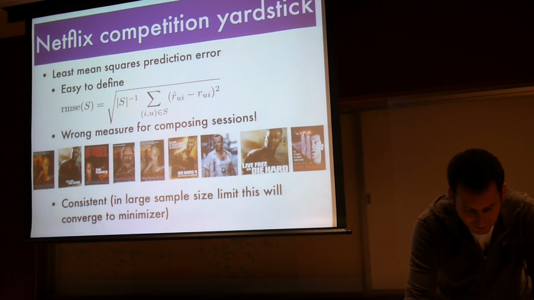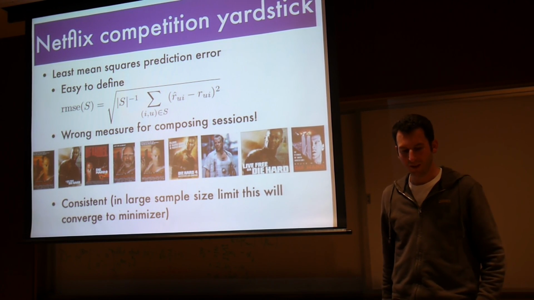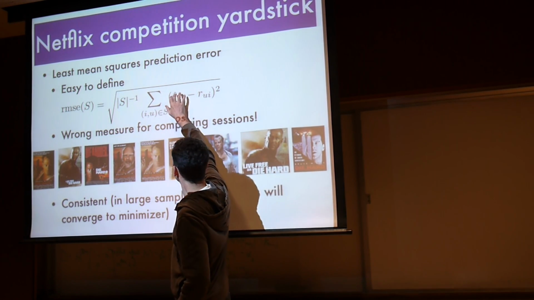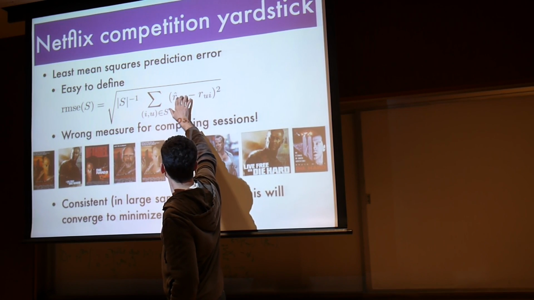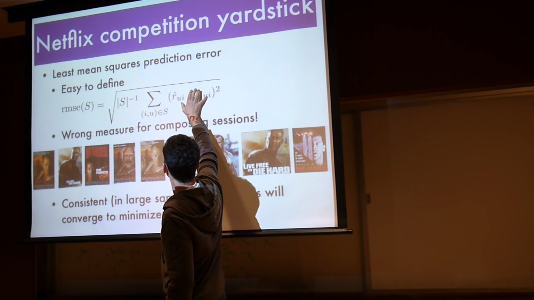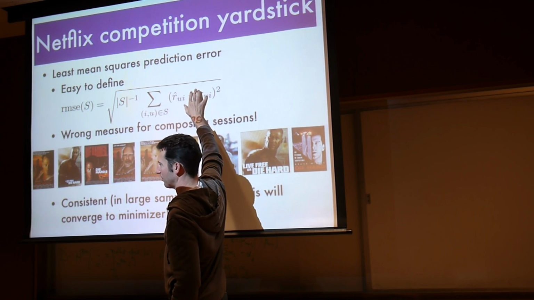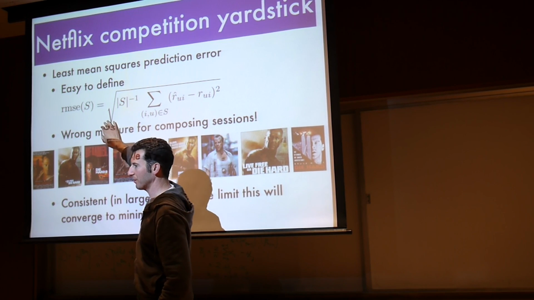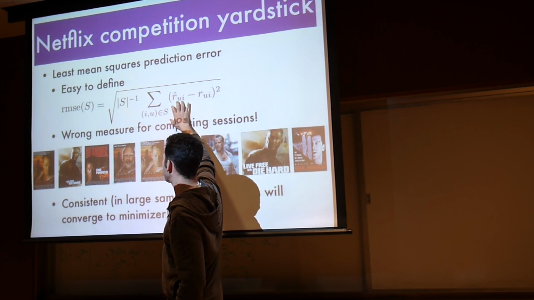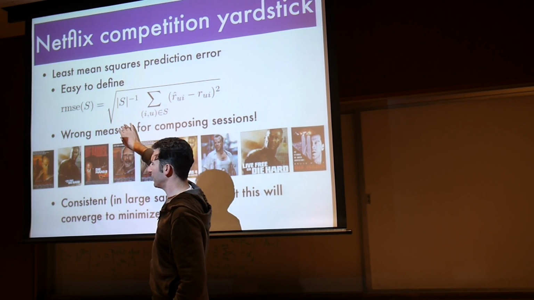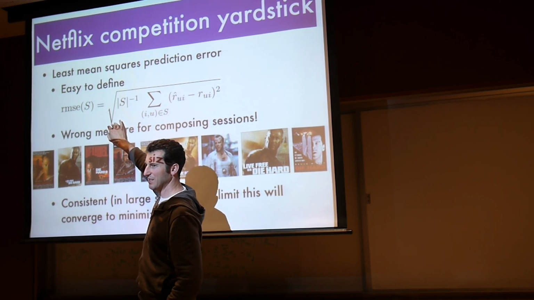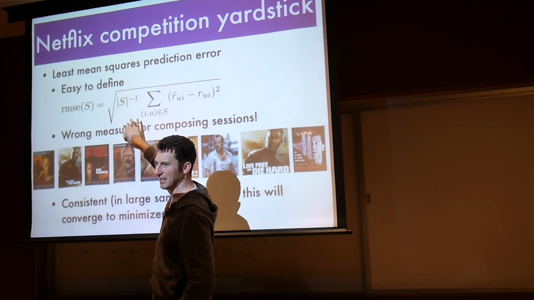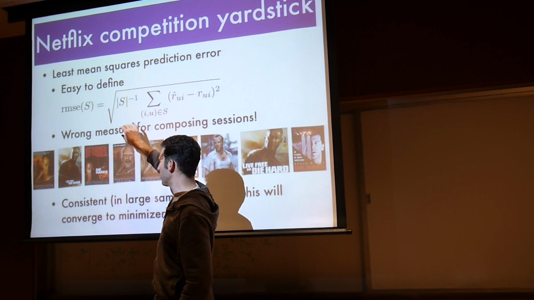Now, what people usually do in Netflix is use a least mean squares prediction error as the yardstick. In other words, you look at the actual ratings, look at the estimate, take the sum of the squared differences, and normalize by the set size. That's the root mean squares error. This is the thing that everybody was competing about. While it's very nice for the purpose of the competition, because you can write it in one line and everybody gets it right away, it's really the wrong measure.